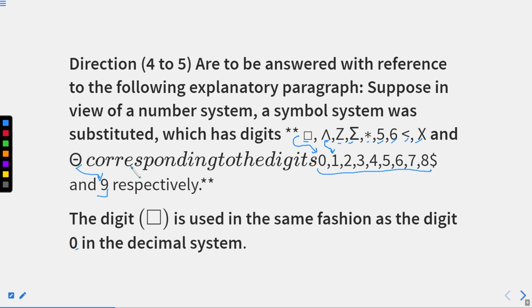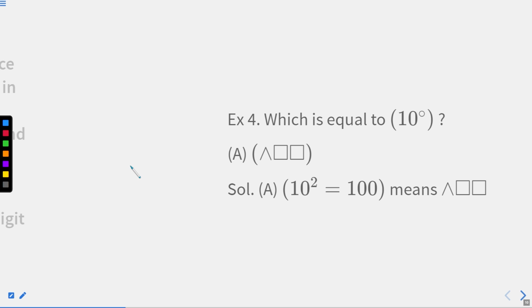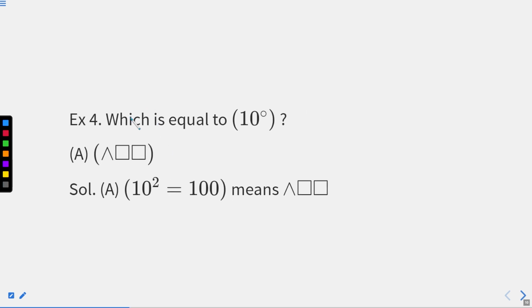So we'll straight away jump to the question part where you have to use the symbols and the numerical values to get to your answer, right? So question number 4 says, which expression is equal to 10 raised to the power 0 here? So here you have some option A given, right? And this is the only option that is given. Now you have to replace the values.